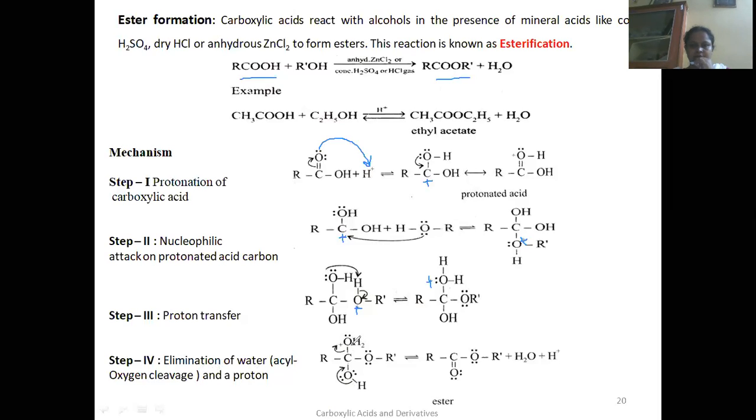Can we write like this? OH2. See, O, 1 and 2. Two hydrogens are written here in a short form, H2. Okay, there is a positive charge here.